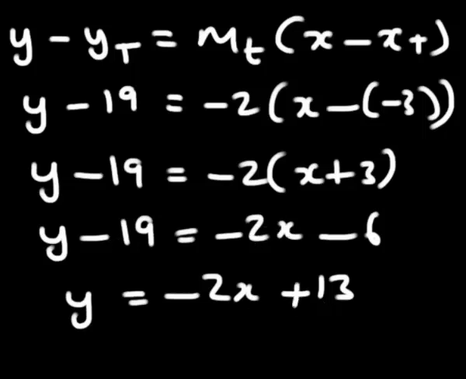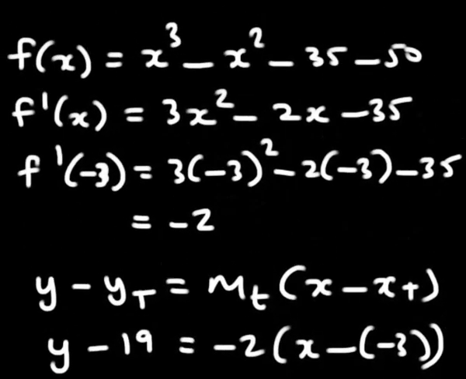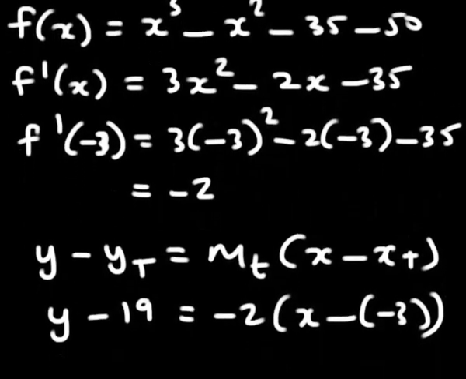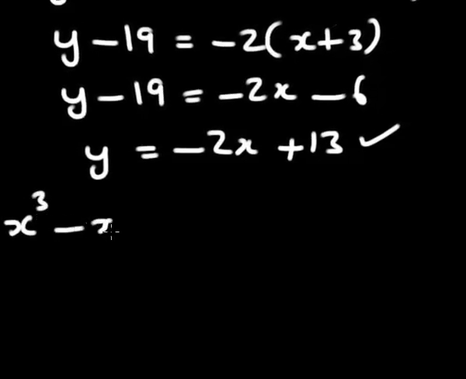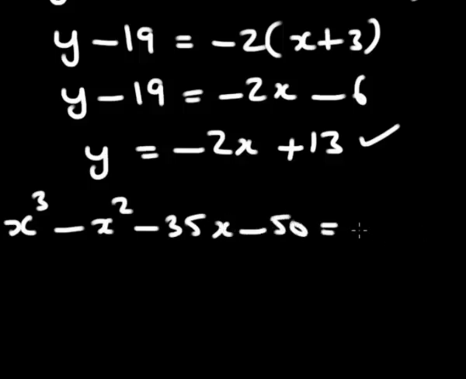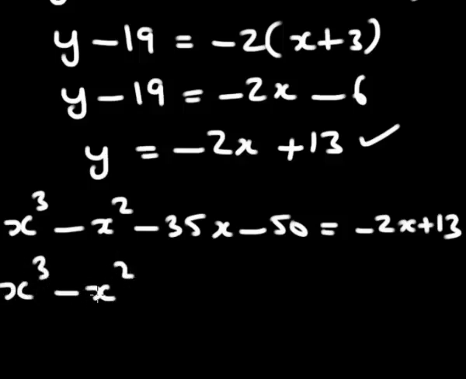Okay, now the next thing is we want to find out where the tangent cuts the cubic graph again. So what we do is we take x cubed minus x squared minus 35x minus 50, put it equal to the equation of the tangent, and then solve the cubic. That gives us x cubed minus x squared minus 35x plus 2x, which is -33x, and then -63 equals 0 if we deal with the numbers.